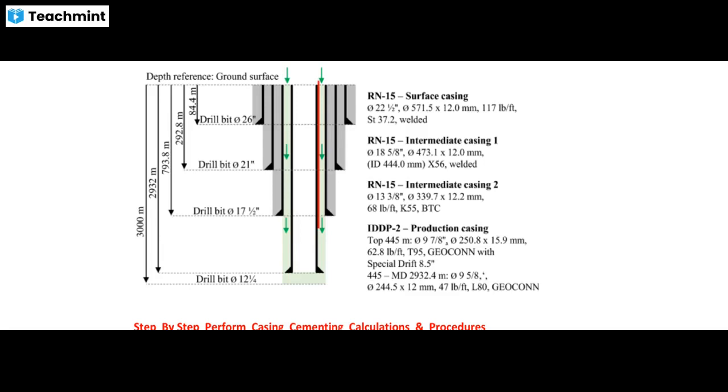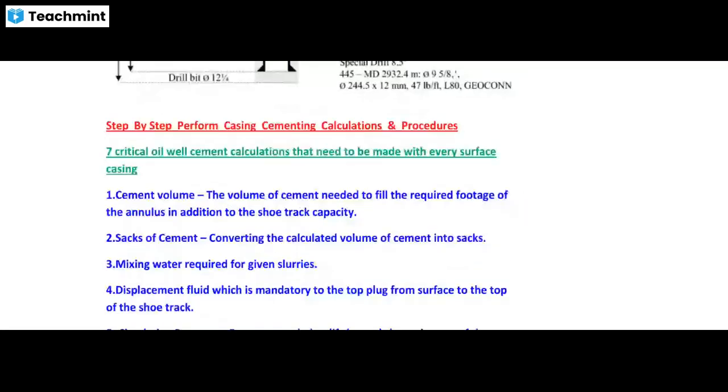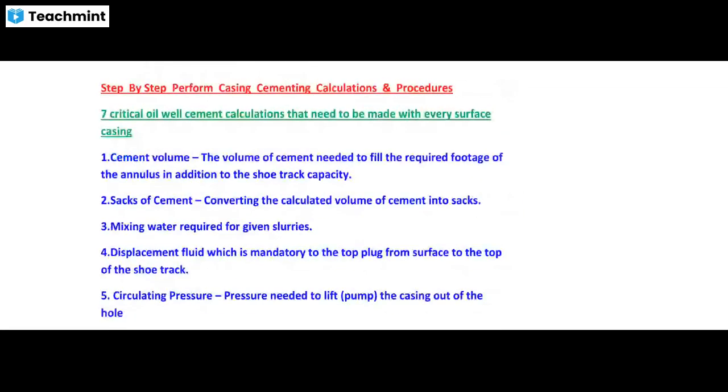So you can see the drill bit, and also you can see all the casing lines to do the step by step cementing job. It is shown here at 3000 meter depth. It is only a reference. So this is your step by step casing cementing calculations and procedures.